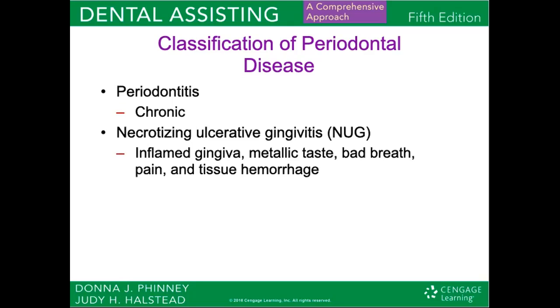Necrotizing ulcerative gingivitis, also known as NUG, occurs most frequently in young adults. Causes include stress, smoking, poor diet, poor oral hygiene. It can frequently occur in college students around the time of final examinations due to stress. And these patients can sometimes experience a metallic taste in their mouth, bad breath. There is usually pain associated because the gum tissue is inflamed, and tissue hemorrhage or bleeding is usually a telltale sign of periodontal disease.